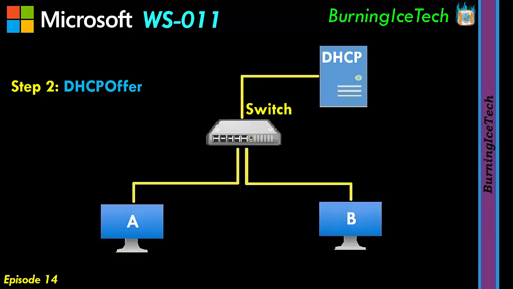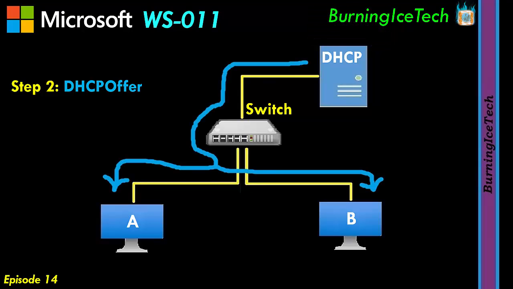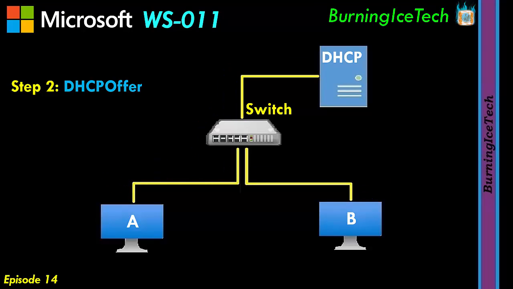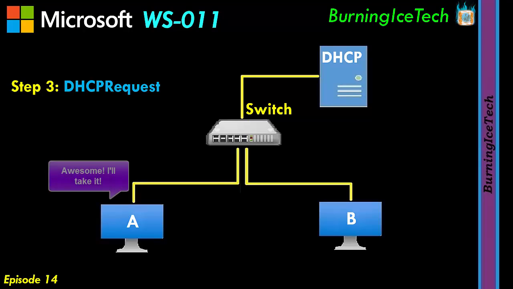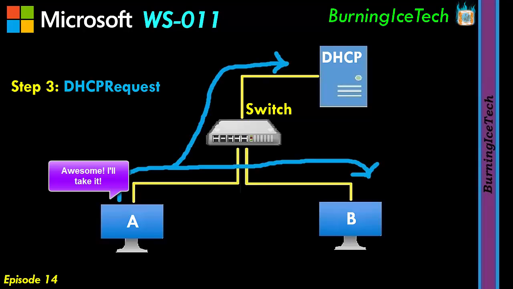Step 2, DHCP Offer. When the DHCP server gets the message, it says, cool, I've got some IP addresses. How about this one? It then sends the offer to the host. If more than one offer is given, the host will choose the first one it receives. Step 3, the DHCP request. The host says, awesome, I'll take it, and sends the request to the DHCP server.